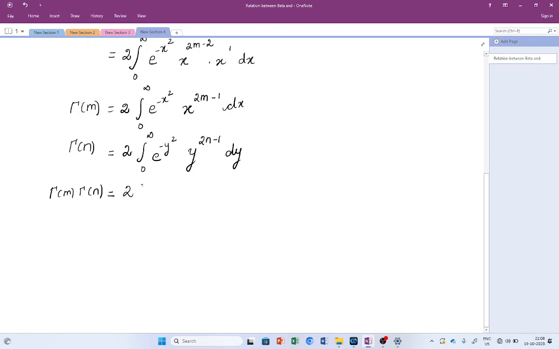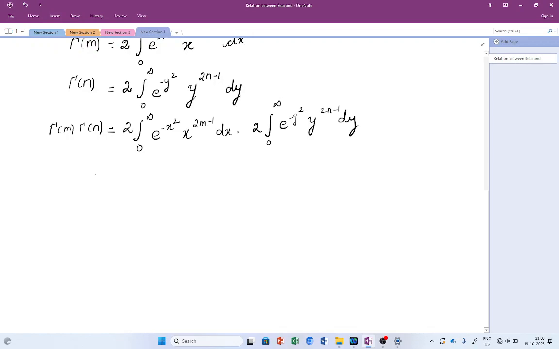So it is 2 into integral 0 to infinity e power minus x square x to the power of 2m minus 1 dx, into integral 0 to infinity e power minus y square y to the power of 2n minus 1 dy. Okay, so these two integrals I can combine and write. The constants 2 into 2 is 4, 0 to infinity, this is also 0 to infinity. I just bring this integral front.